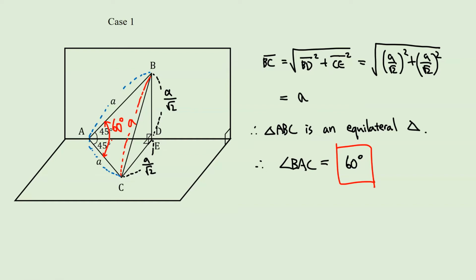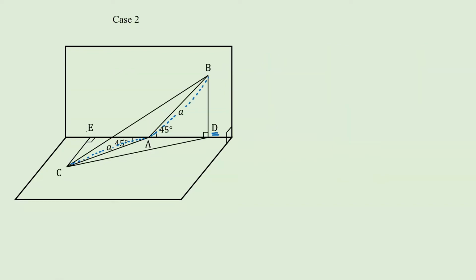And now let's move on to the second case. Okay, the second case is where points D and E do not coincide. First, notice that this length AD is a over square root of 2, and this length AE is also a over square root of 2. Now notice that this line BD is perpendicular to this plane. This means that BD is perpendicular to any lines on that plane. So we have BD is perpendicular to line CD. So we have another right angle here.